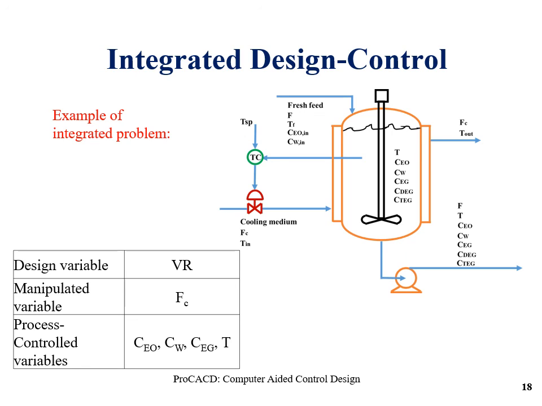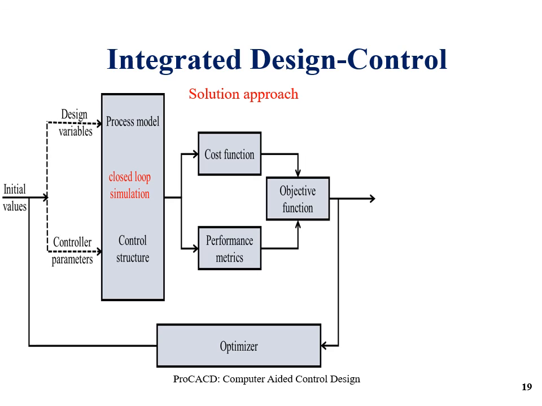Traditionally what they used to do is first come up with the design variable VR, which is the volume of the reactor, and then come up with the control structure, and the controller parameters are tuned for the original design variable. Okay, but that's not an optimized way of doing it. So for that, what we can propose is an integrated design control approach.